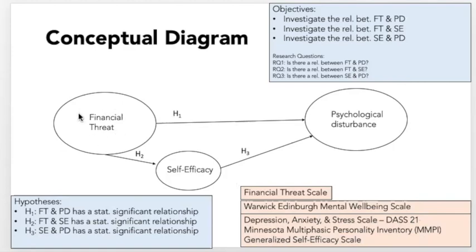So these are essentially constructs. Can you remember when I told you about hypotheses, that hypotheses are developed from constructs? So financial threat, self-efficacy, and psychological disturbance pretty much are psychological constructs. We make them variables by introducing a method to measure them. This introduction of a method to measure them is a process called an operational definition or operationalization.